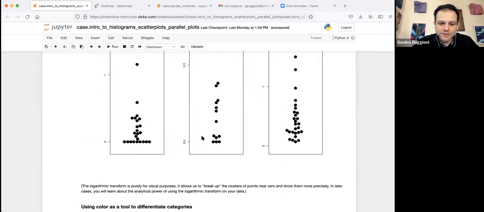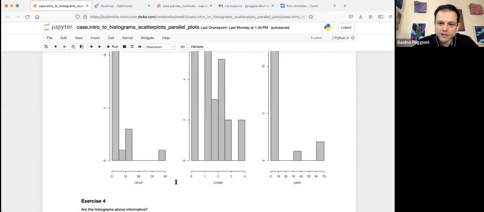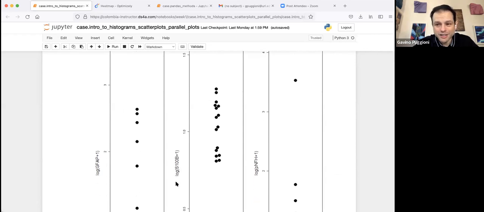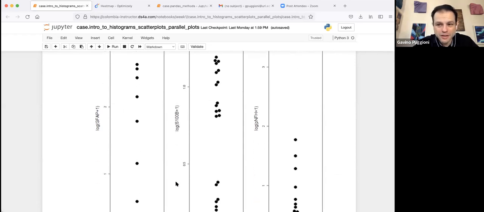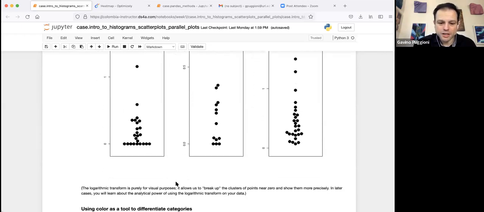So keep in mind that here you have a log transformation, and it's only for visual purposes. Again, it is to look at the data in a more precise way, because the scales are really too different. You have so many values that are close to 0, and then you have a value of 37. You need something that allows you to look closer at the smaller data.